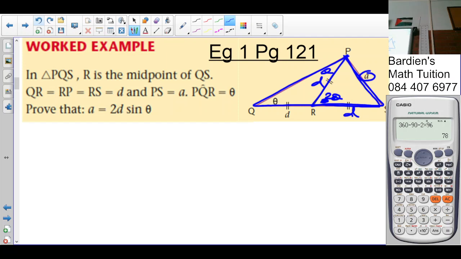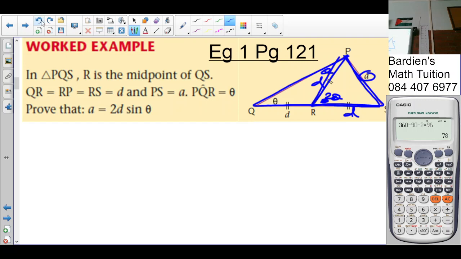So which triangle do you think we're going to work in? PRS. Okay? We have two lengths and an included angle. So which rule? Cos rule. Can we use a sine rule there? No, we won't be able to use a sine rule.